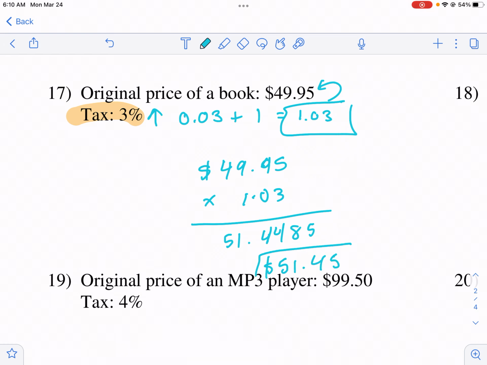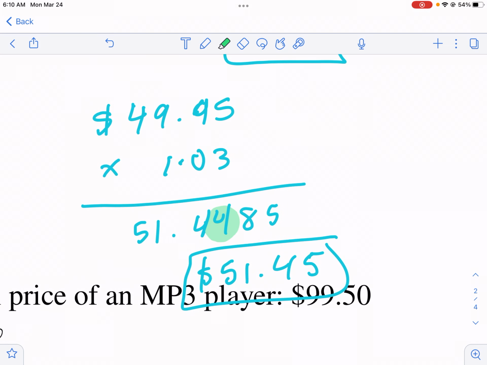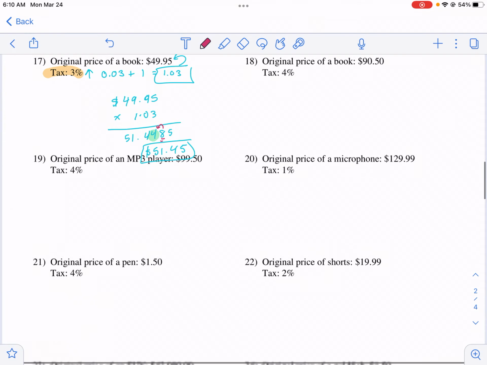51.45, and I'm done. Again, when you're dealing with prices, you're only going to go to the 100th place, which is the second decimal. So you're always going to be looking at the decimal place to the right of it and determining if you're rounding up or down or whatever it is, okay?